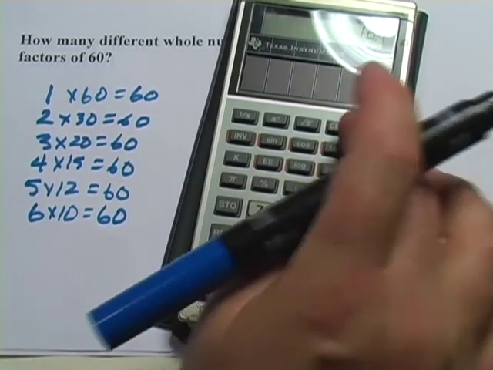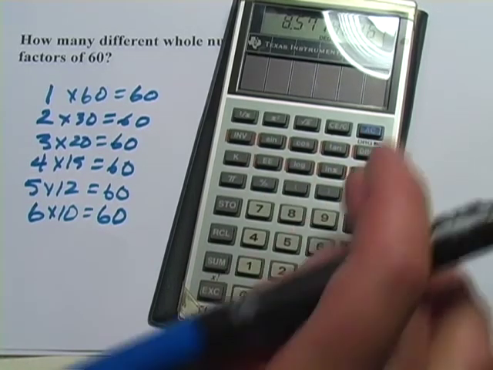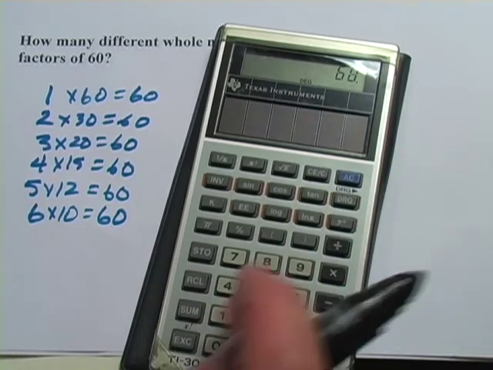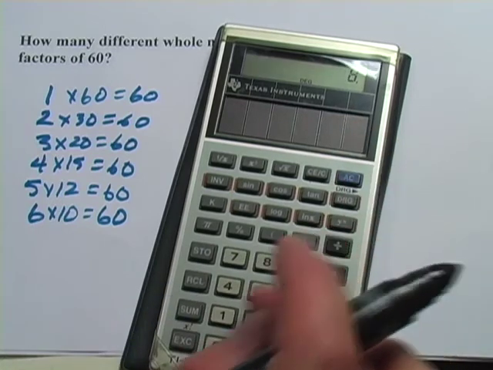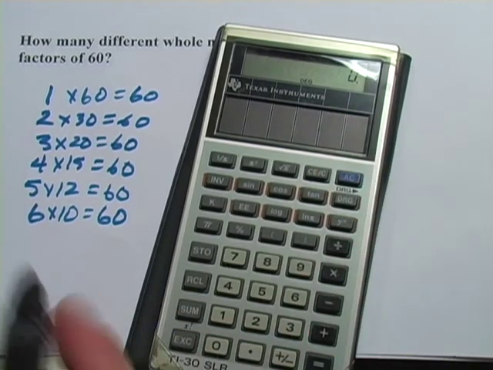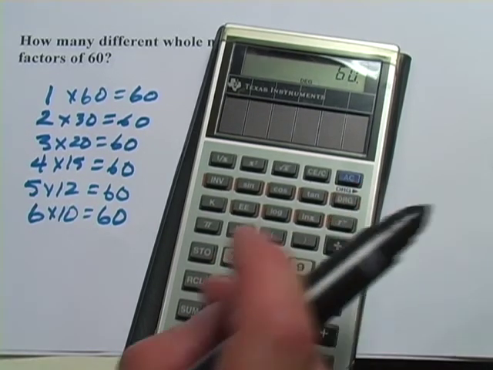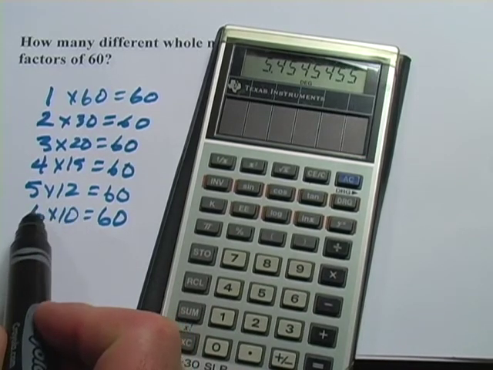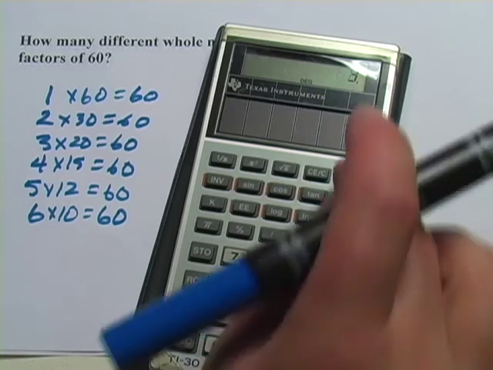And let's see if it's divisible by 7. 60 divided by 7. Nope, I get a decimal there. And maybe 60 divided by 8. Nope. How about 60 divided by 9? Nope. 60 divided by 10, oh, but I have that one already. 60 divided by 11, I'm pretty sure that's not going to work. 60 divided by 12, well, 12 I have already. We could try 13.